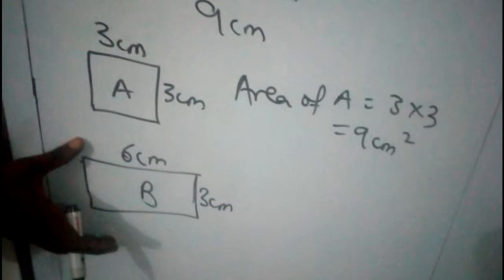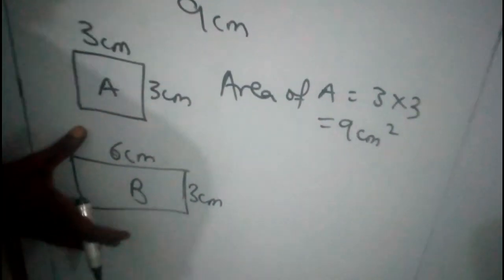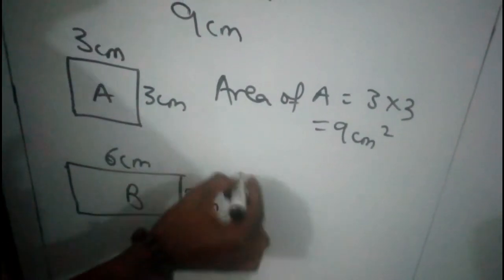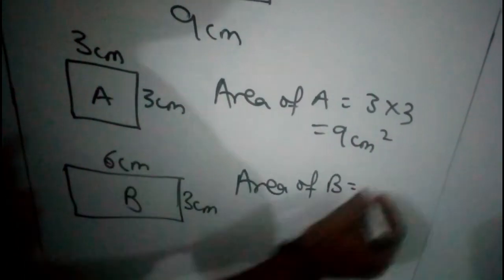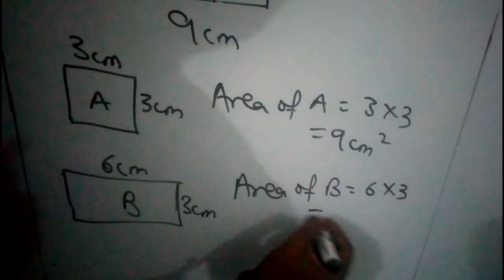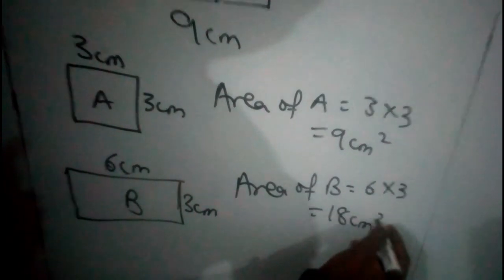So what shape is this? It's a rectangle. So to find the area of B, that means I'm looking for the area of a rectangle. So area of B becomes length times breadth, 6 times 3. That gives us 18 centimeters squared.